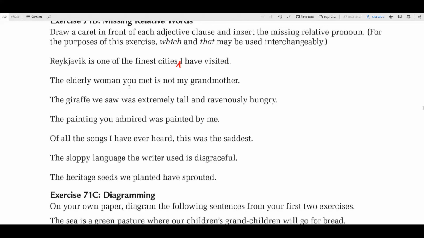The elderly woman you met is not my grandmother. The elderly woman whom you met. Remember, it can't be who, it has to be whom, because she received it.